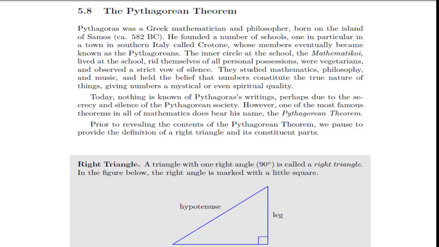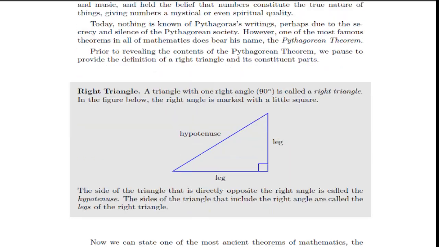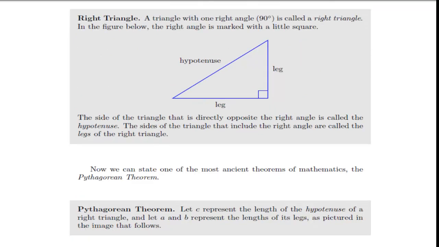Prior to revealing the contents of the Pythagorean Theorem, we pause to provide the definition of a right triangle and its constituent parts. A triangle with one right angle, 90 degrees, is called a right triangle. In the figure below, the right angle is marked with a little square. The side of the triangle that is directly opposite the right angle is called the hypotenuse. The sides of the triangle that include the right angle are called the legs of the right triangle.